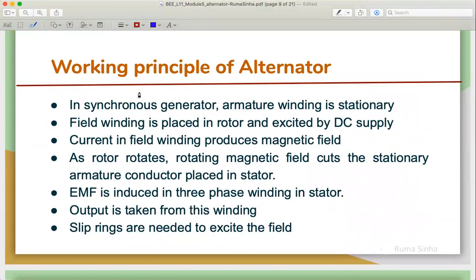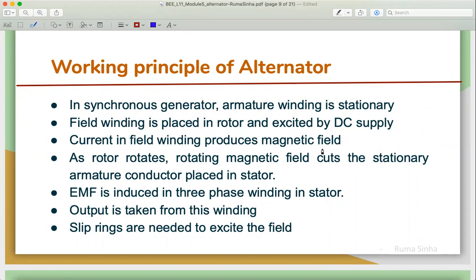Now, as we have already explained, but again, let's recap the working principle of the alternator or synchronous generator. In a synchronous generator or alternator, the armature winding is stationary. Field winding is placed in the rotor and it is excited by a DC supply. Current in the field winding produces the magnetic field. As the DC supply is given, there is a current flow in this field winding, and that produces the magnetic field. We do not use any permanent magnet, it's an electromagnet.